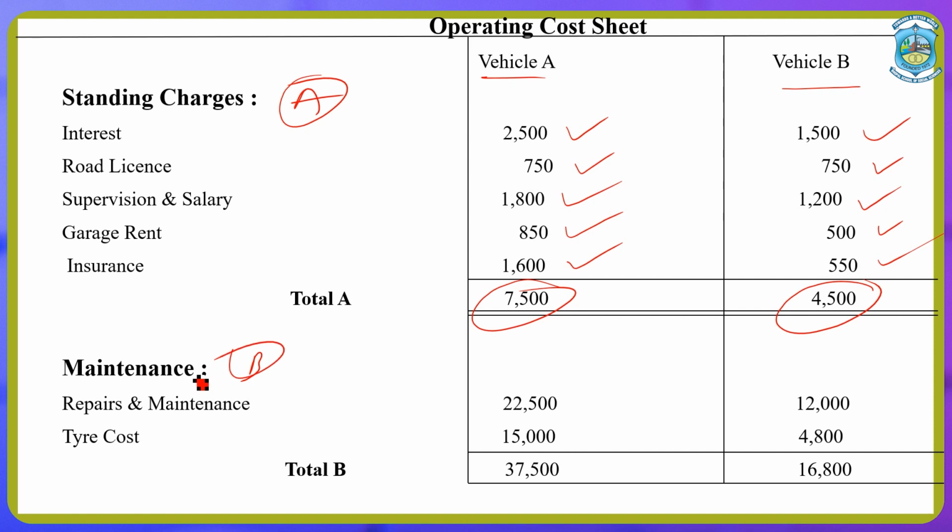Maintenance charges, section B. Repair and maintenance charges for vehicle A are 22,500, for vehicle B 12,000 rupees. Tire cost is 15,000 rupees for vehicle A and for vehicle B 4,800 rupees. The total for vehicle A is 37,500 rupees, for vehicle B 16,800.